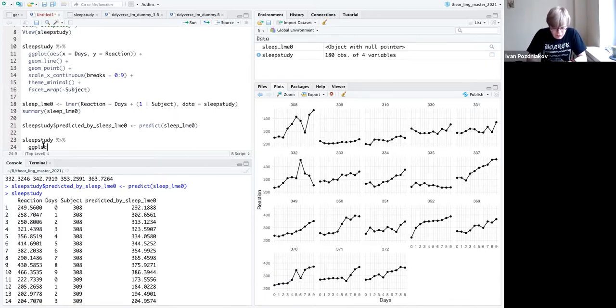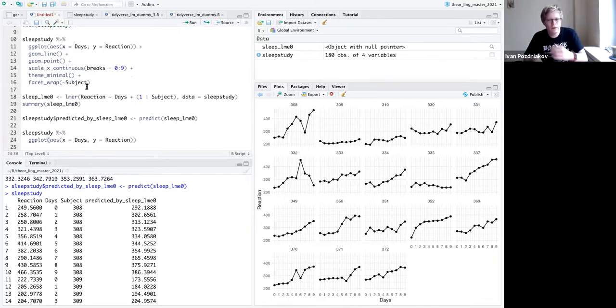So, plot. Some days, it's more or less the same as we have here. Days, reaction. Plus geom_line. Here we need to change reaction to the one predicted by the sleep model. And let's use a color, let's say orange. Let's do something like that.